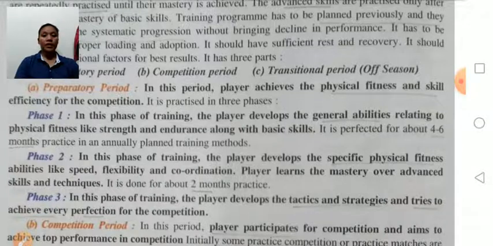The second phase of training: the players should develop specific physical fitness abilities, that is speed, flexibility and coordinative ability. Speed means the ability to do an activity as fast as possible. Flexibility means the ability to stretch the joints to a maximum range. Coordination means the ability to coordinate various movements efficiently and effectively without becoming unbalanced.